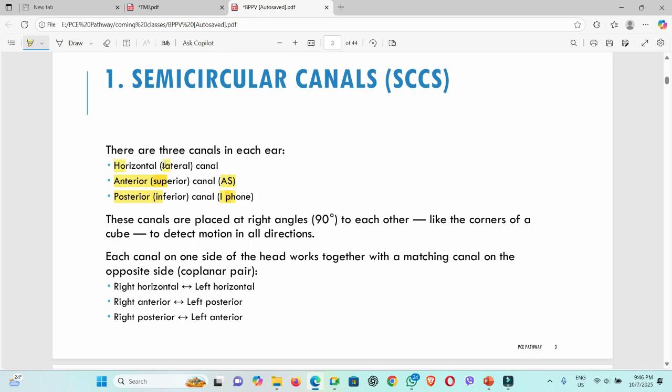We should know it. If you have remembered only anterior canal, if this is superior, gone. You don't know superior is which one then, anterior or posterior.